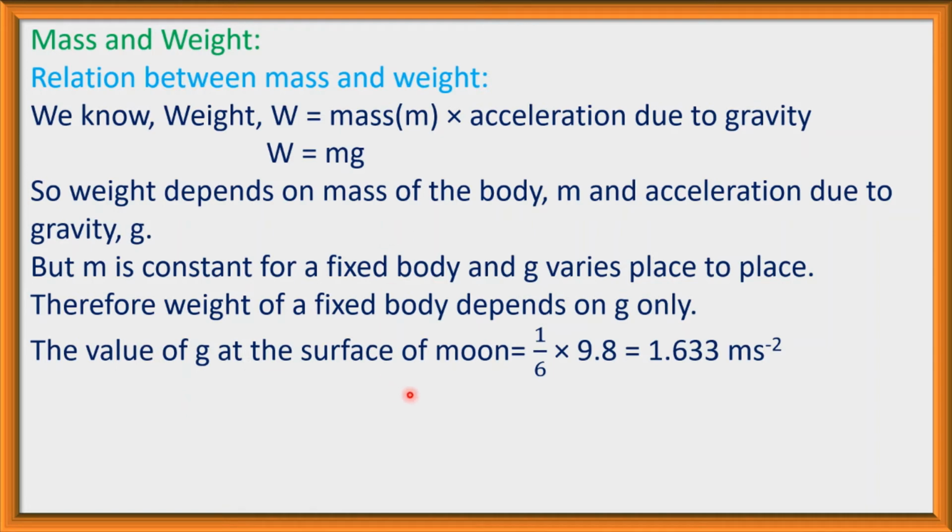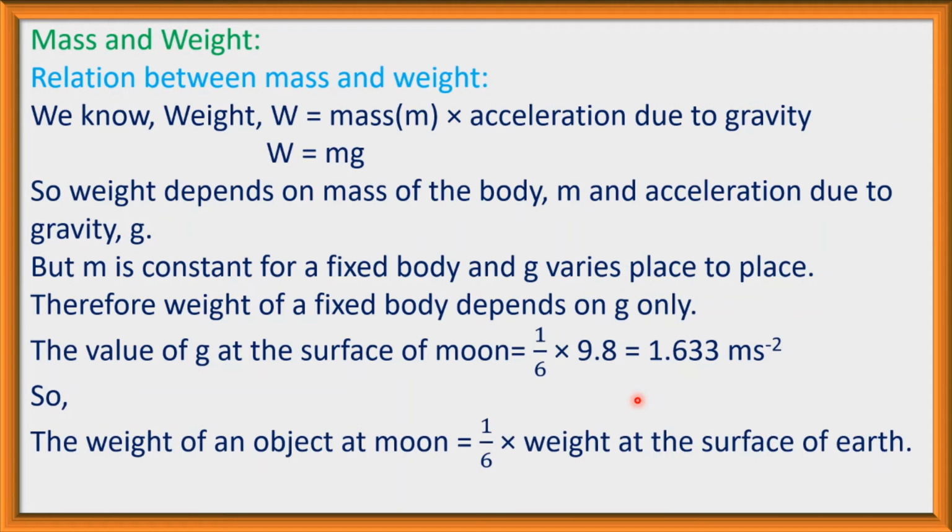The value of g at the surface of moon is equal to 1 by 6 into 9.8. This is the value of g on the surface of earth. If we divide the value of g on the surface of earth by 6, we will get the value of g at the surface of moon. So the value of g at the surface of moon is 1 by 6 into the value of g at the surface of earth, and after calculation it is 1.633 meter per second square. So the value of g is not constant everywhere. It depends on location, place, country, planet to planet. The value of g will change.